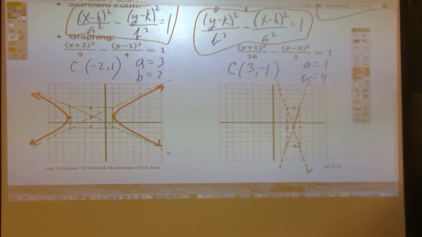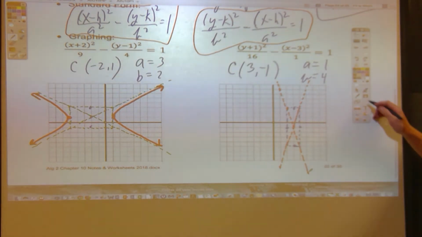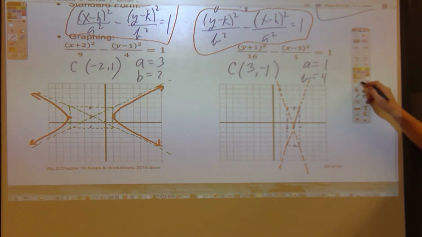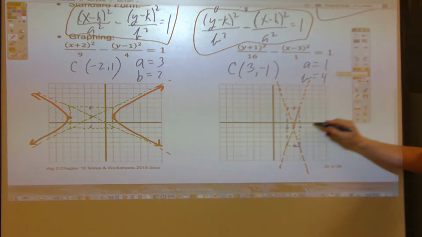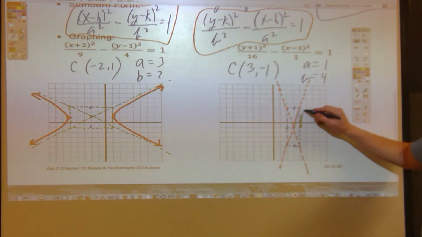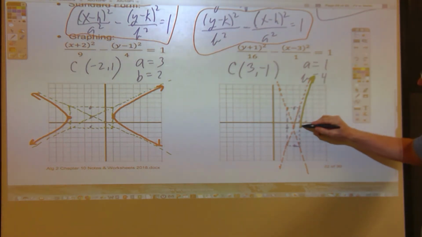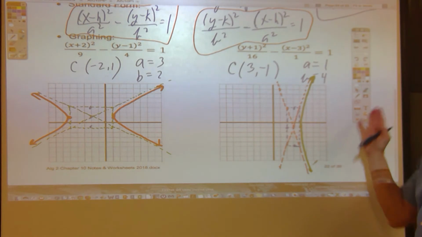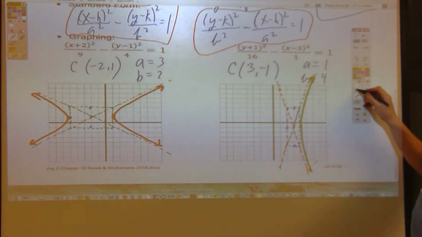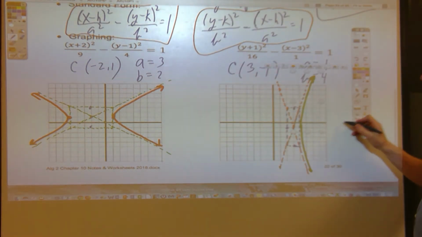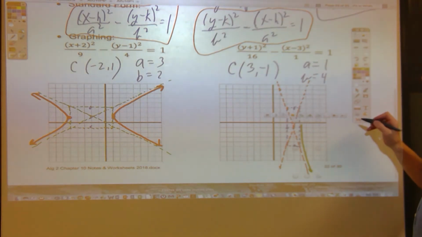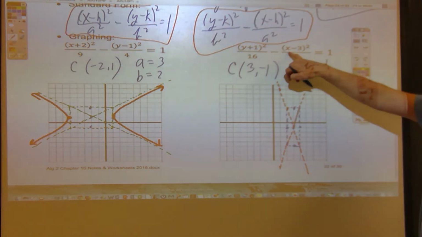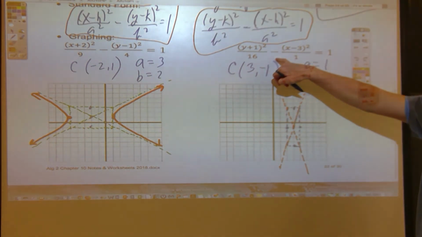Now, here's what not to do. Do not make it an x hyperbola. The answer is not this. X hyperbolas open right and left. This is not an x hyperbola. I can tell because the x squared portion is negative.